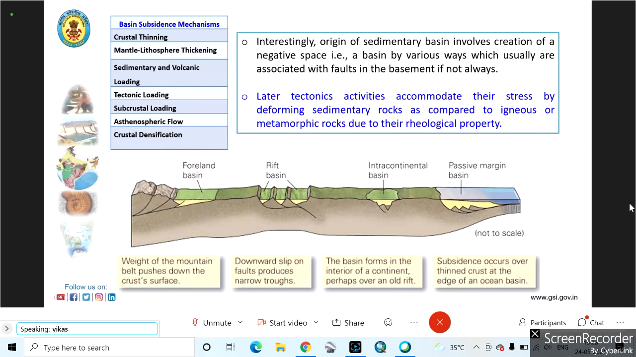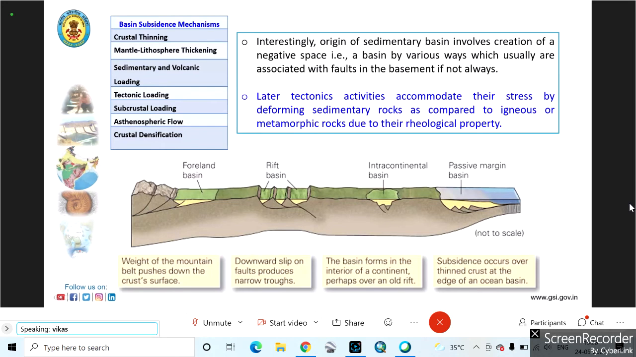You can notice in the top left corner: crustal thinning, mantle lithosphere thickening, sedimentary or volcanic loading, tectonic loading. Different types of basins have been discussed here. However, the later tectonic activities which are going to accommodate their stretches by deforming the sedimentary rocks, that is, after the lithification of the rocks, whatever deformations happen in the sedimentary rocks will also be guided by the rheological property of those sediments.